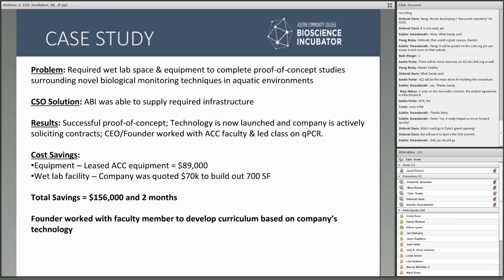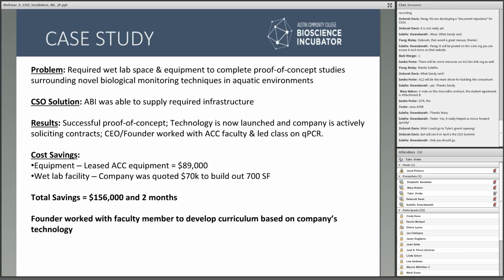They were able to actually launch the technology as a product, and are actually soliciting contracts from local and state governments for water-term monitoring. And then also the CEO and founder worked with ACC faculty and actually led a class on qPCR, which our students really enjoyed.